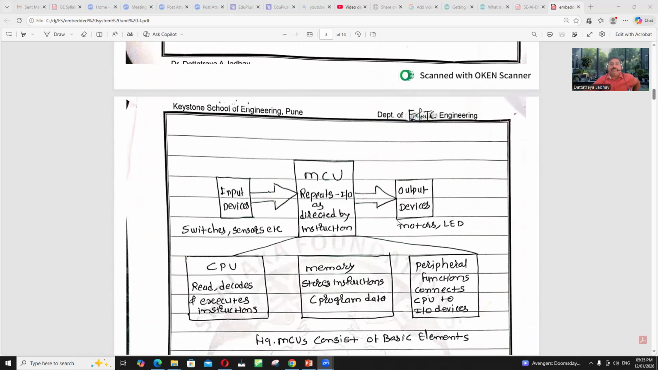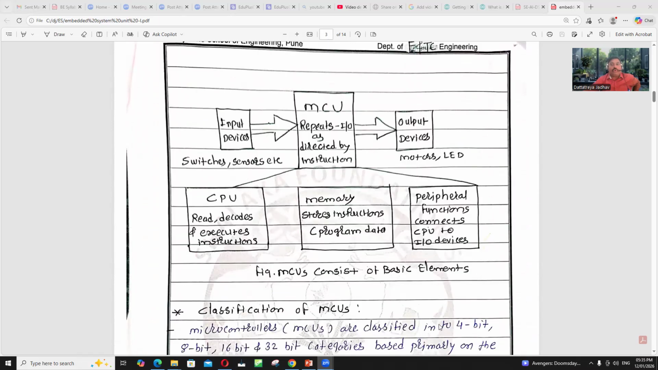Now in today's lecture we go with the basic elements of a microcontroller. What are the elements which we consider in a microcontroller? Basically, there are 5 to 6 elements that need to be considered in every controller system. First is the CPU, which is used to read, decode, and execute instructions. Whatever instruction is given, the reading, decoding, and execution will be done by the central processing unit.